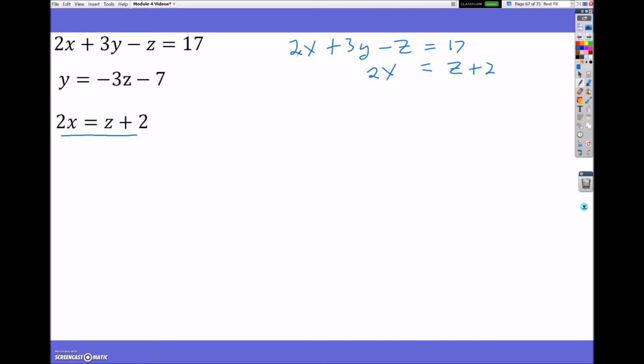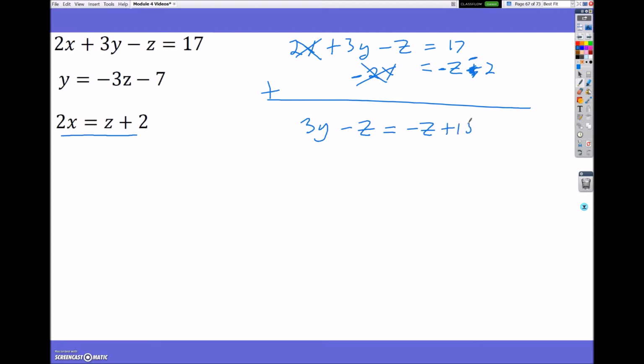I notice that they both have a positive 2x. If I multiply the bottom one by a negative 1, it'll give me negative 2x minus z, and then this would be a minus 2. Now, when I add these equations, the x's are going to cancel, and I'm going to be left with 3y minus z is equal to negative z plus 15.